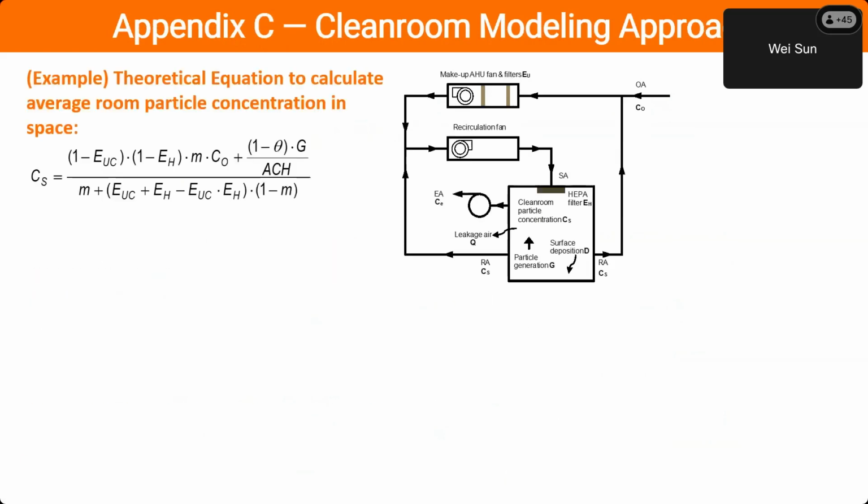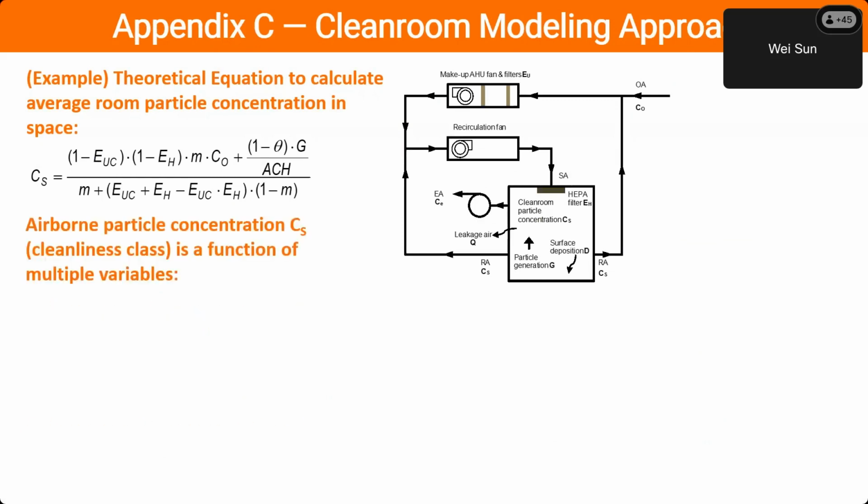And also IEST RP-12.4 includes several mathematical modeling formulas to estimate the particle concentration, the average particle concentration inside a clean room. So basically, this is just one example. Airborne particle concentration is a function of multiple variables.